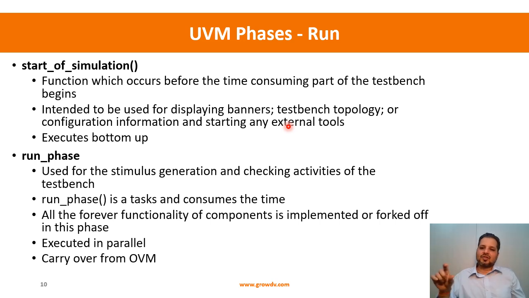Sometimes you will see some people do ASCII art. So those banners can be displayed over here, and then the test bench topology can be displayed because the entire test bench is created. UVM provides a built-in function, print topology, to print the entire test bench topology that has been constructed as a part of the build phase, and the configuration information that we are utilizing can be printed over here.